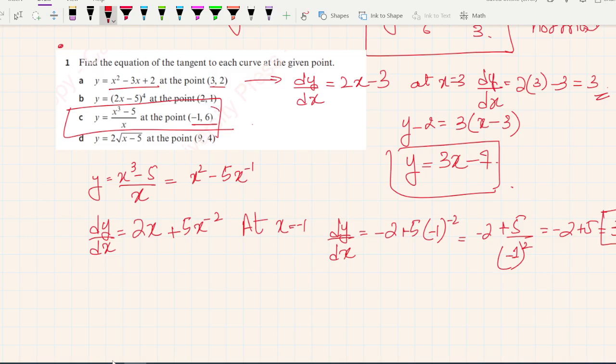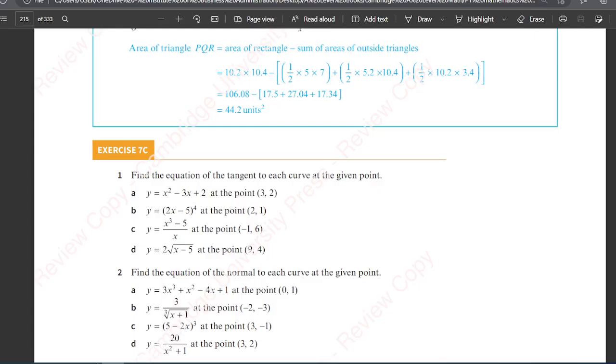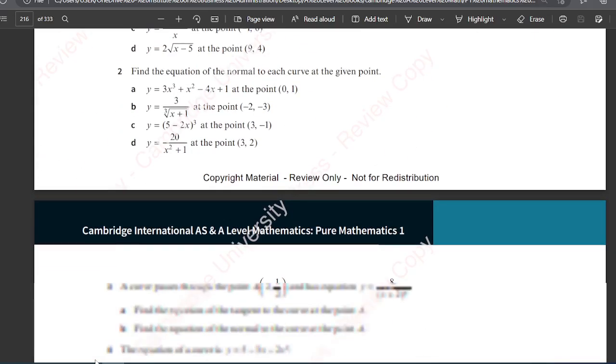And the point is negative 1 comma 6. So y minus 6 equals 3 times x plus 1, right? So we get y equals 3x plus 3 plus 6, which is 3x plus 9. So this is the equation of the tangent line, right?